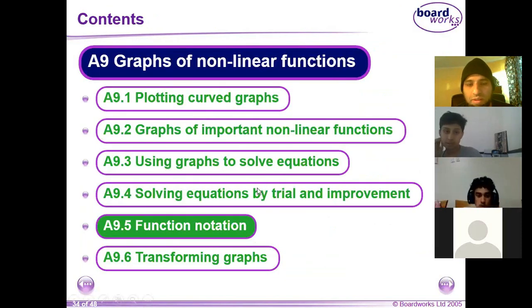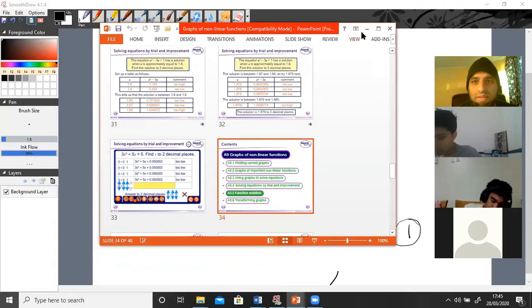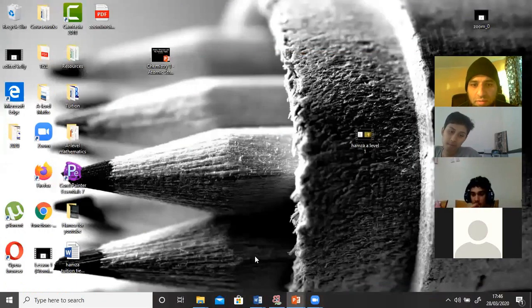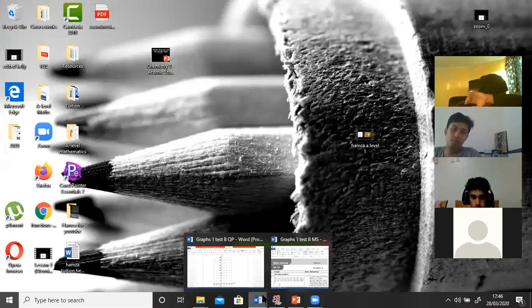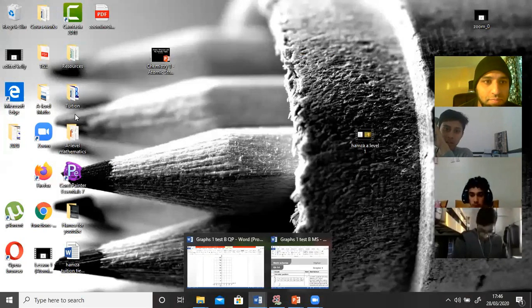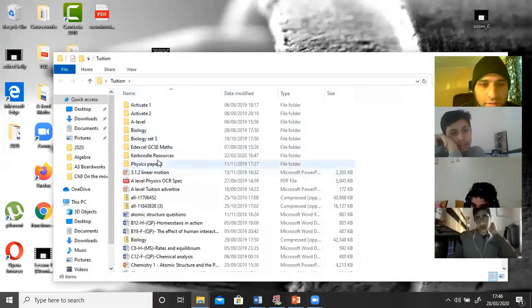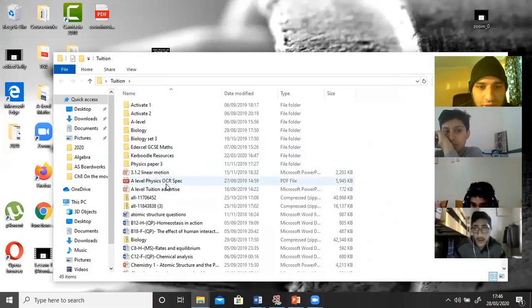Let's look at the next bit: function notation and transforming graphs. Let's look at some exam questions before we finish this lesson, just to make this useful. I'm going to pull out an exam question on the topic. There's still a bit of stuff we have to learn on these graphs.